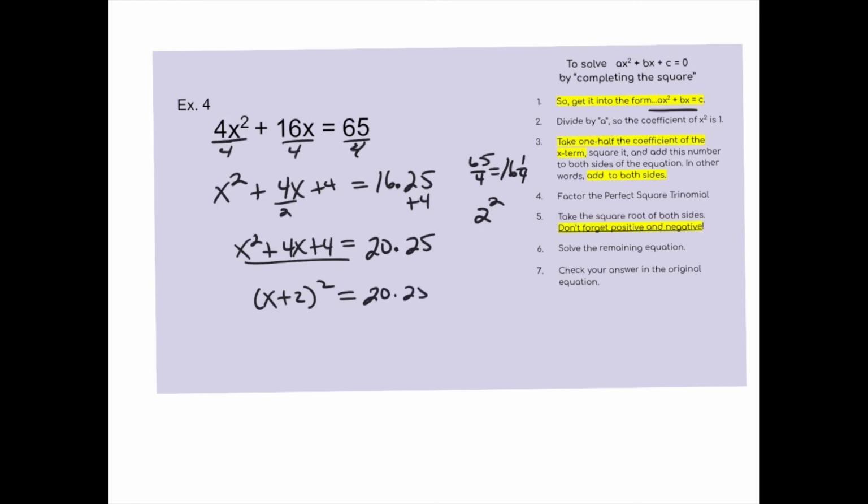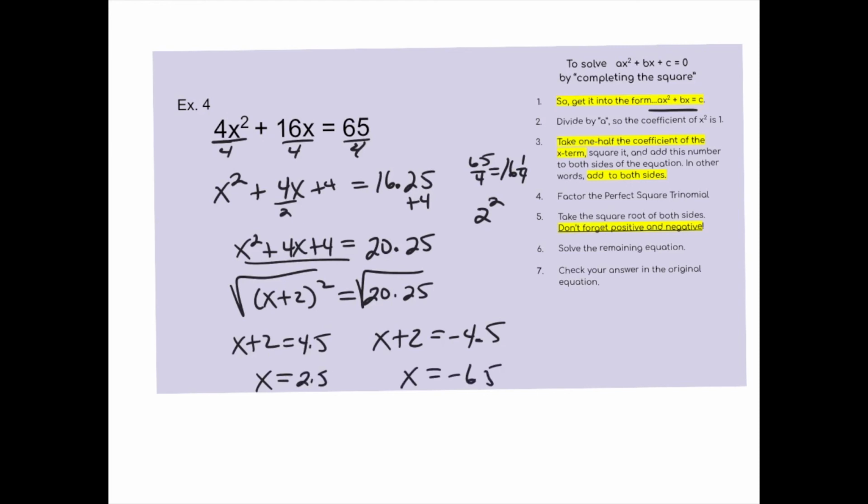Now we're going to take the square root of both sides, giving us x plus 2. And the square root of 20.25, as I said earlier, is 4.5, both positive and the negative version of it. So solving, x equals 2.5 and x equals negative 6.5. And we have our two solutions.